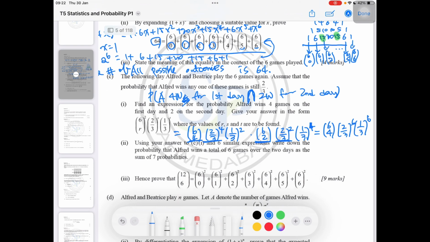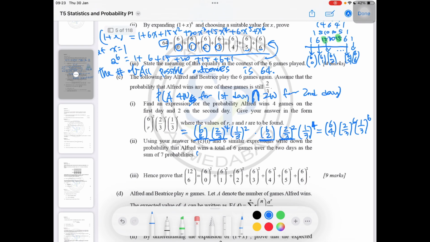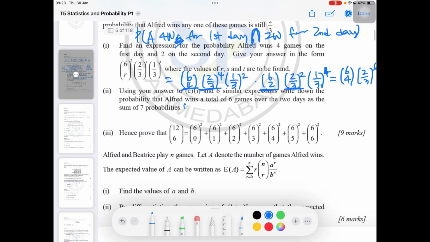Part D. Using your answers to C, write 6 similar expressions: the probability Alfred wins a total of 6 games over 2 days as the sum of 7 probabilities. Okay, so let's make them pairs, number pairs. So no wins on the first day and 6 wins on the second day. 1 and 5, 2 and 4, 3 and 3, 4 and 2, 5 and 1, and 6 and 0. These are the cases where he can win a total of 6 games over the 2 days.